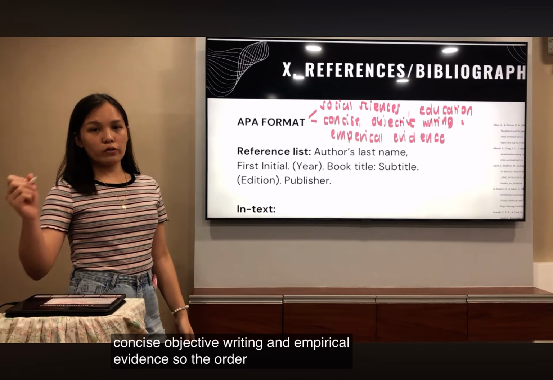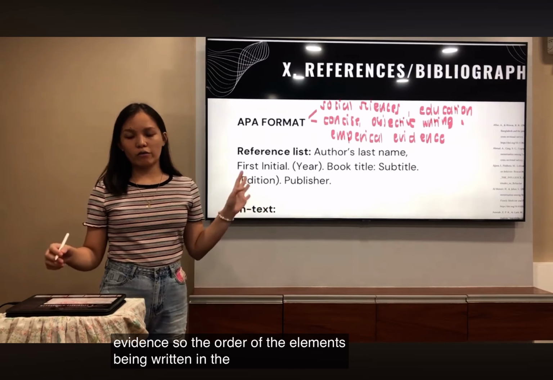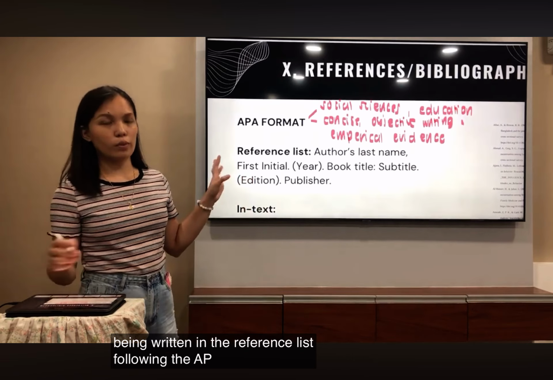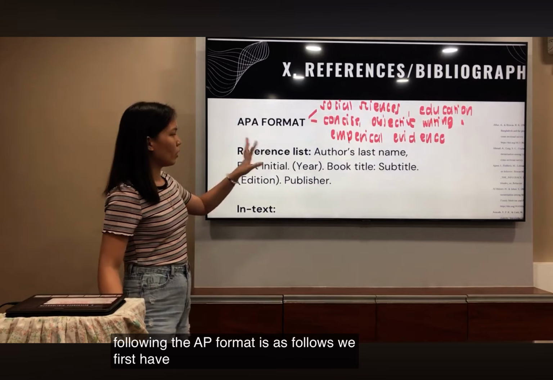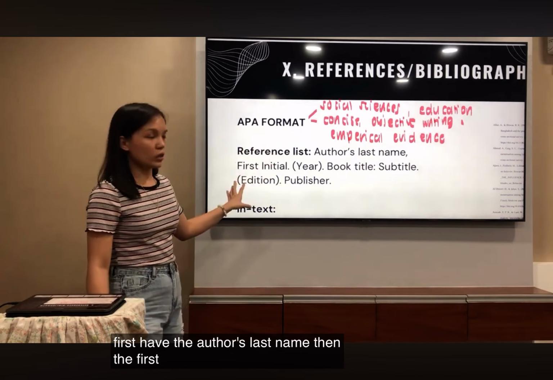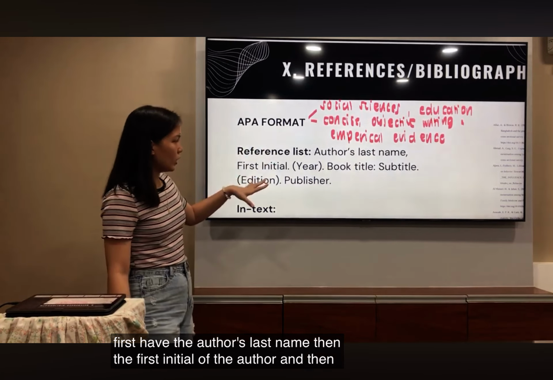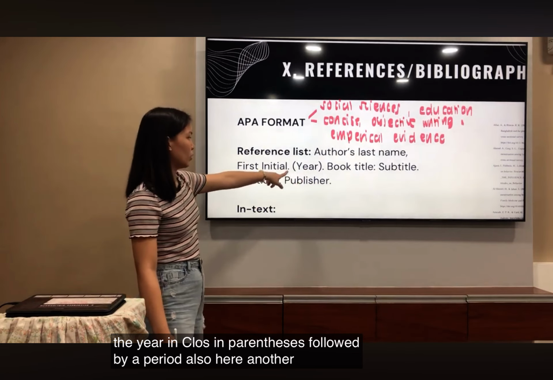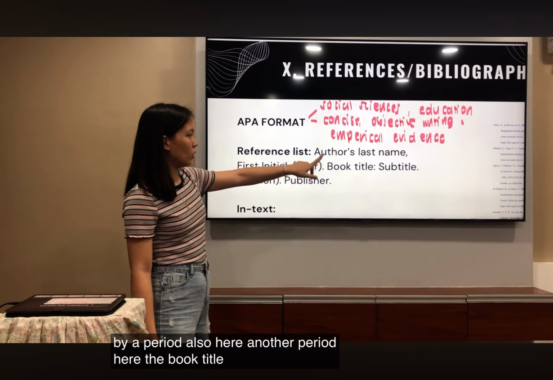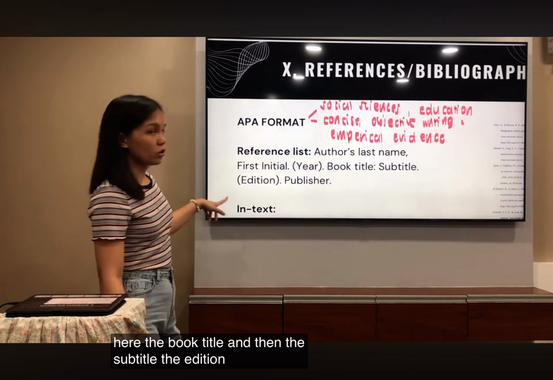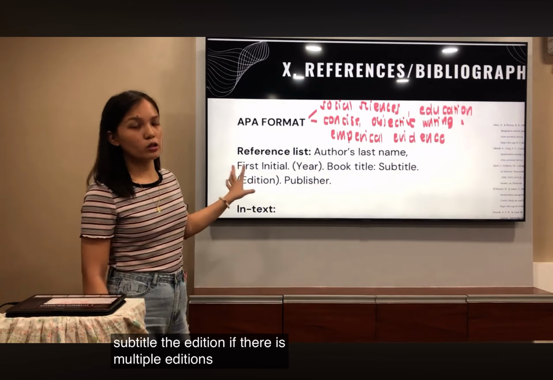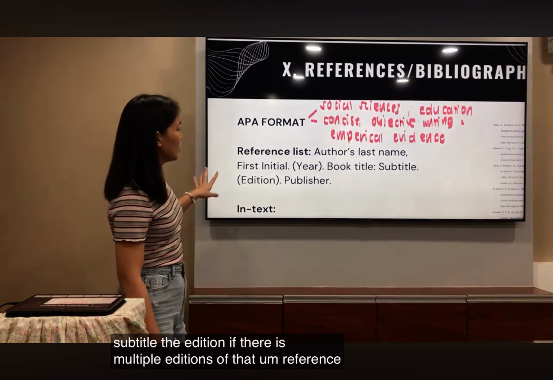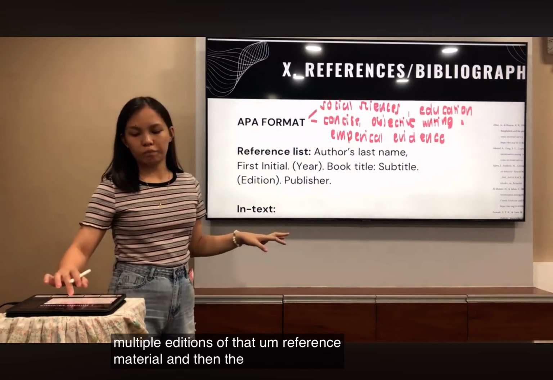So the order of the elements being written in the reference list following the APA format is as follows. We first have the author's last name, then the first initial of the author, and then the year enclosed in parentheses, followed by a period, another period here, the book title, and then the subtitle, the edition, if there are multiple editions of that reference material, and then the publisher.